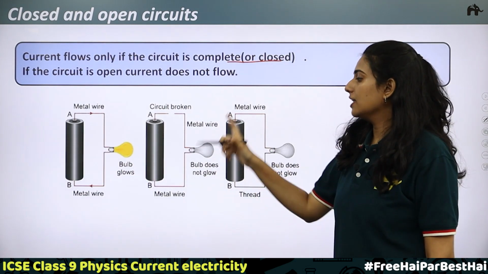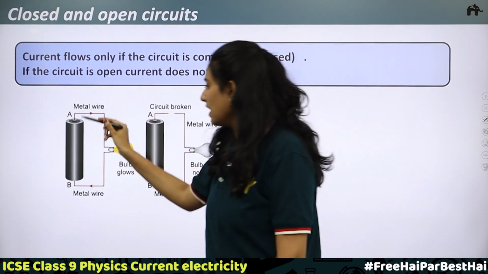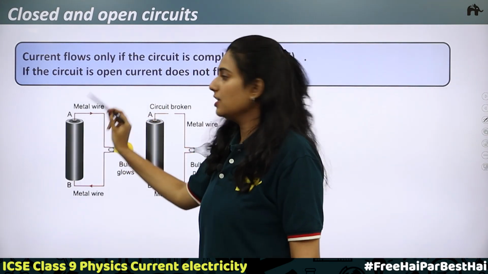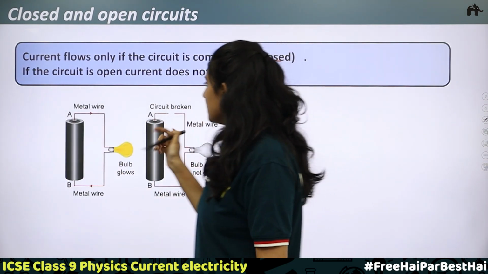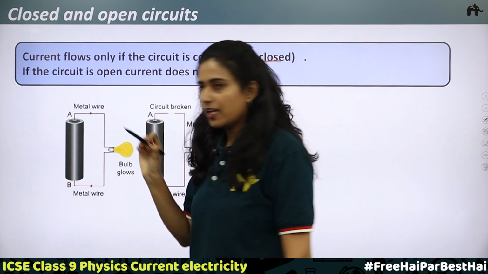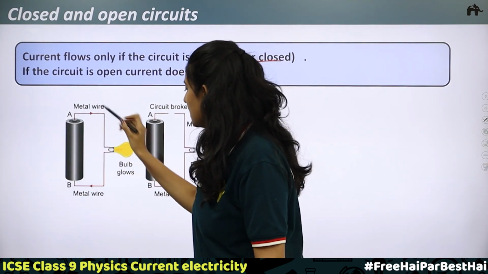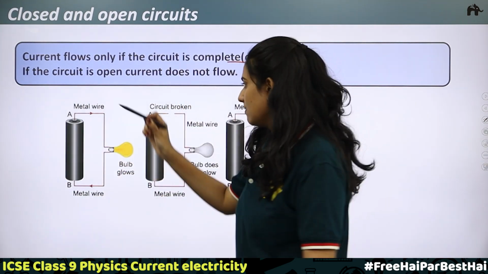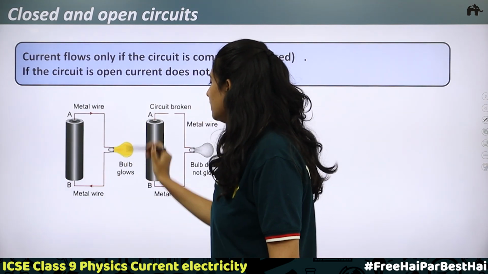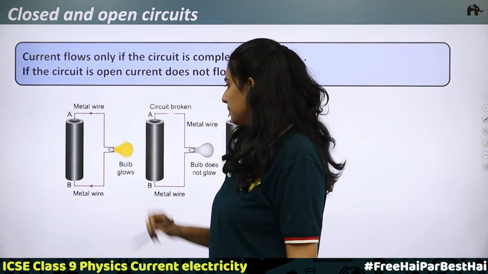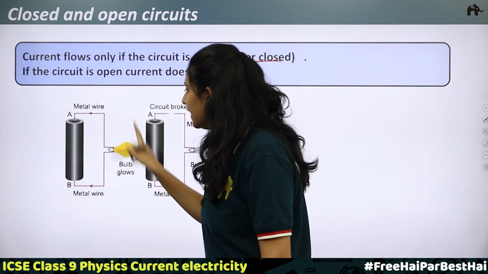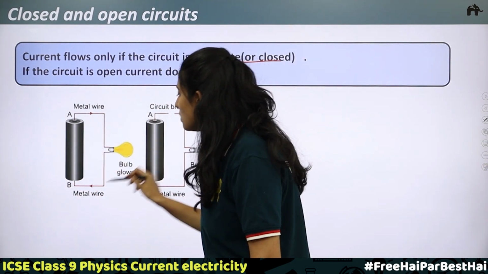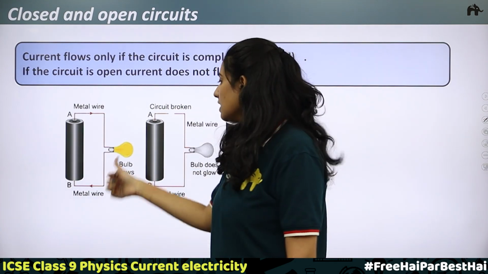Now you can see that here there is a dry cell with terminals A and B. Between the terminals A and B of the dry cell, a bulb is connected. Here you can see two metal wires are used. Using the two metal wires, the dry cell is connected to the bulb. You can see here the bulb glows. This is a complete circuit. This is a closed circuit. Here the bulb glows.